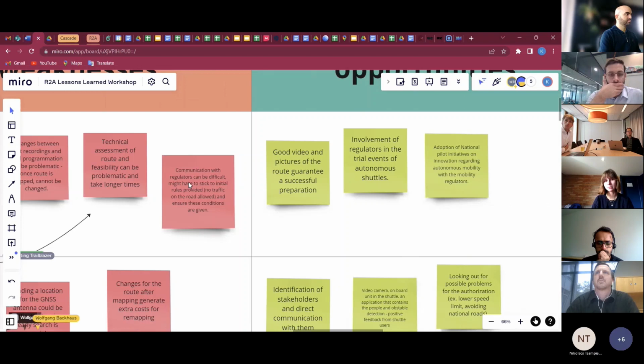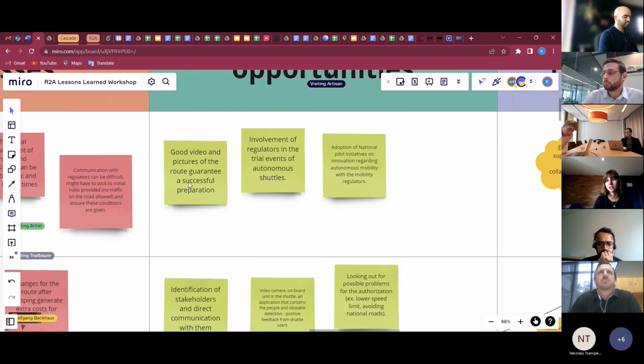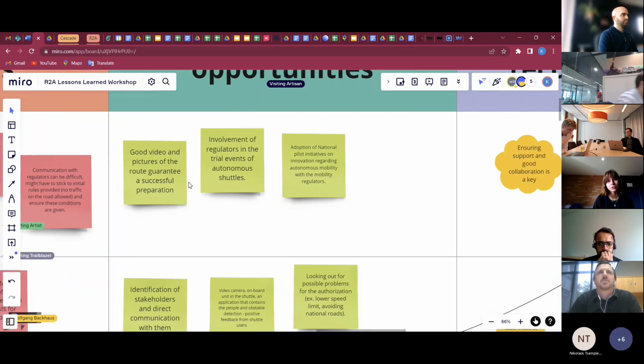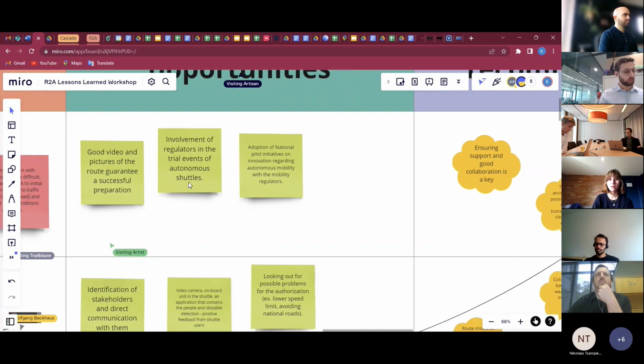Communication can be difficult, especially since every stakeholder involved had their own goals and their own regulations and procurements. So that's why good communication is a key, which I'm going to talk about later as a key finding of the section. If good videos and pictures of the route were available beforehand, so before the shuttle was placed in the area, then the successful preparation could be somewhat guaranteed, because then a lot of obstacles were visible, and it was visible what could be potential issues. So the feasibility study was better quality. Obviously, involvement of regulators is always positive.